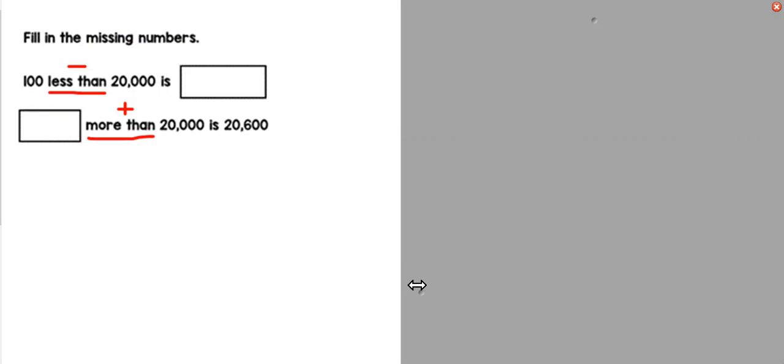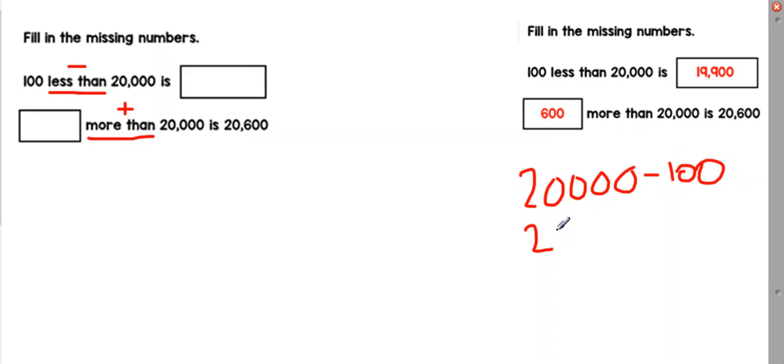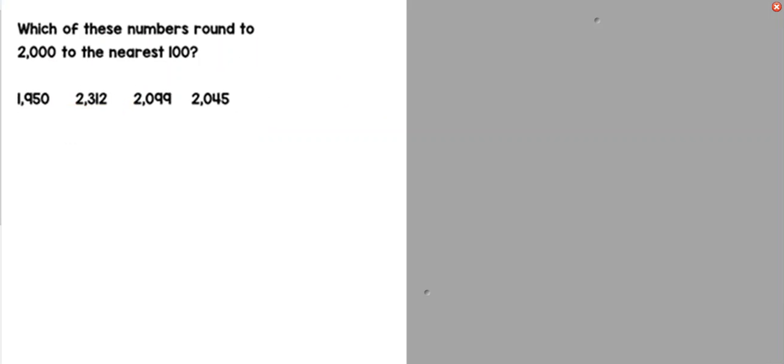Okay, let's have a look at the answer then. So hopefully you got 19,900 because you would have done 20,000 minus 100, and then hopefully you got 600 because you would have done 20,000 add 600, or you could have done it 20,600 minus 20,000. Okay, so you could have done a subtraction there as well. Okay, let's move on to the next question.